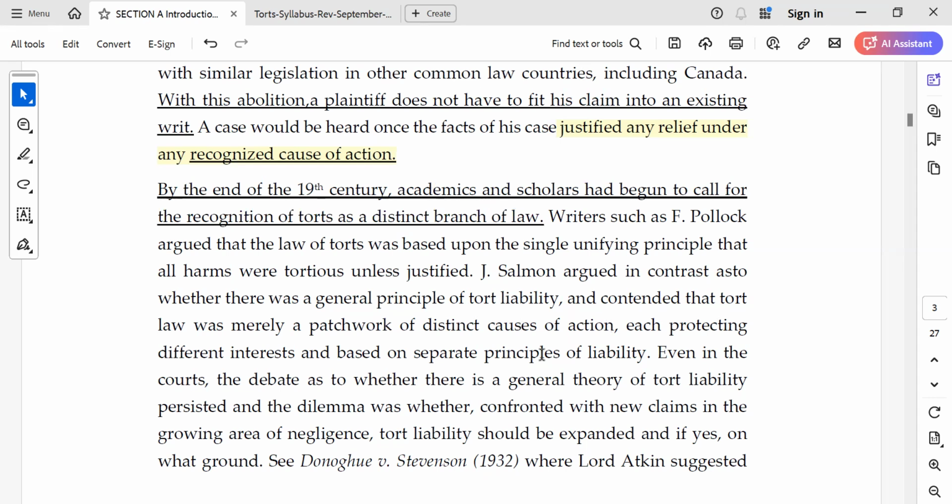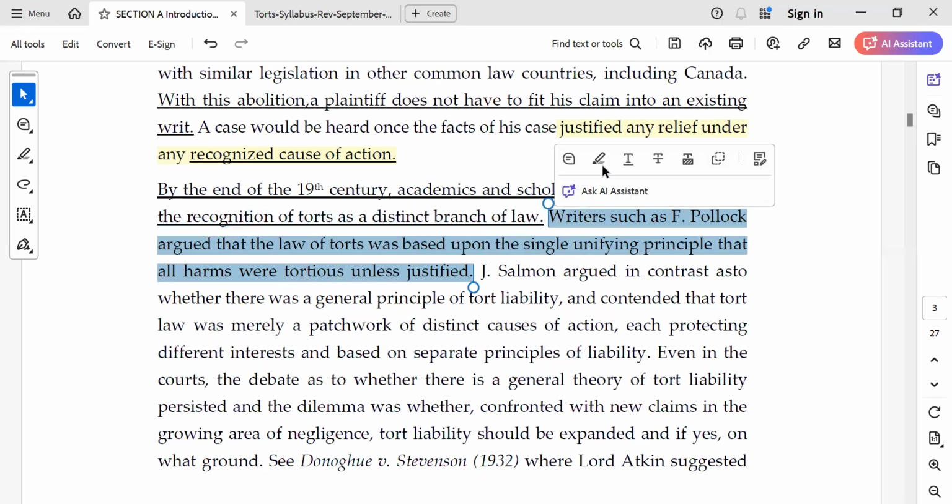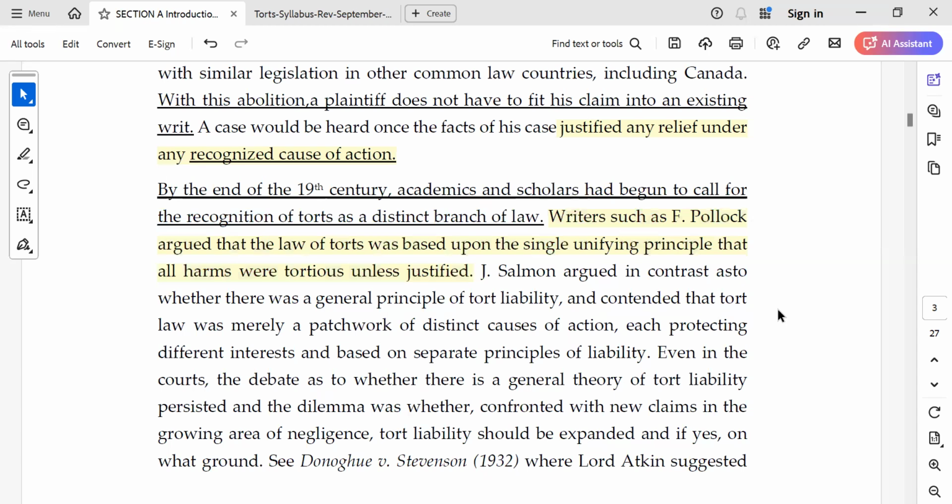Now, writers such as F. Pollock argued that the law of torts was based upon the single unifying principle that all harms were tortious unless justified. So what did this writer say? He's saying that all harms were tortious unless justified. If you cannot justify it, that means any harm done is tortious unless it is justified with any defense or under any law authority, anything.